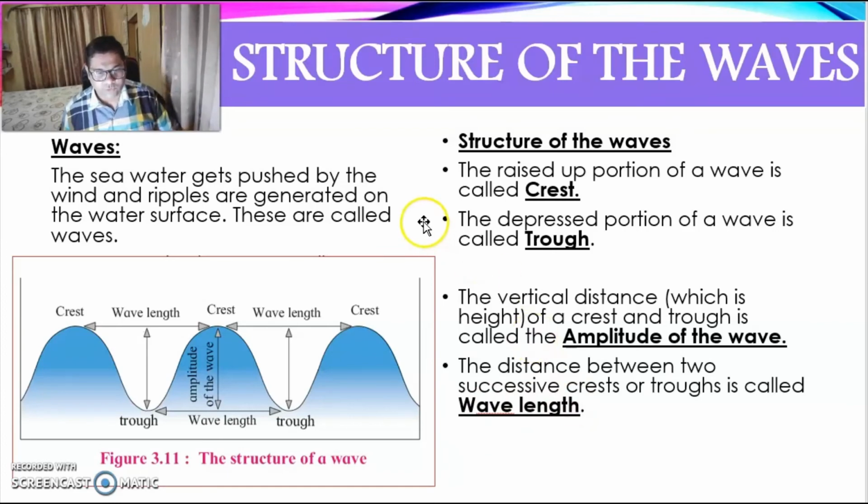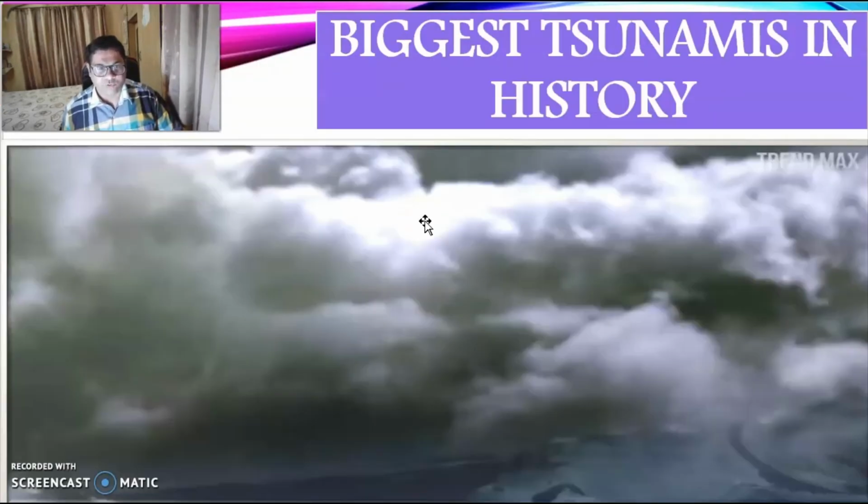Now we come to the last part, the most exciting part, the biggest tsunamis in history. What are tsunamis? Let me recap. Tsunamis are giant waves caused by earthquakes or volcanic eruptions underneath the sea. Their speed is very fast, as fast as jet planes. A tsunami is a series of ocean waves caused by any large or sudden disturbances of the sea surface. Okay, now let's watch it.